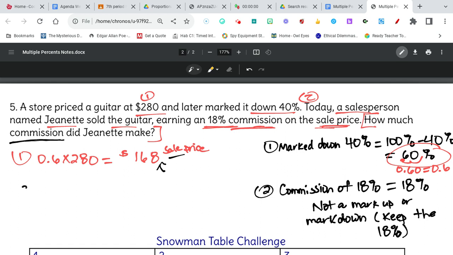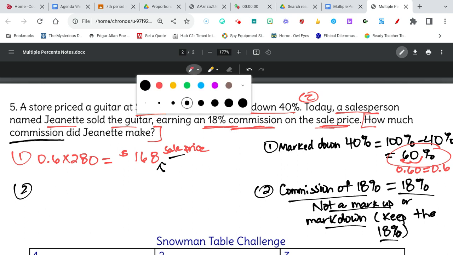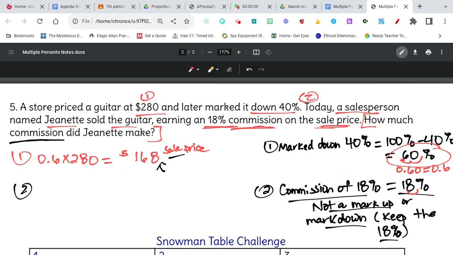That's it. So 18% commission is just 18%. It's not a markup, nor is it a markdown. So you don't add 100 or subtract from 100. You just keep the 18%. It just means that you're going to earn 18 pennies for every dollar. So basically, you're going to earn 18 pennies 168 times. 18 pennies or 18 cents times 168. Let's see how much money she gets off that sale.